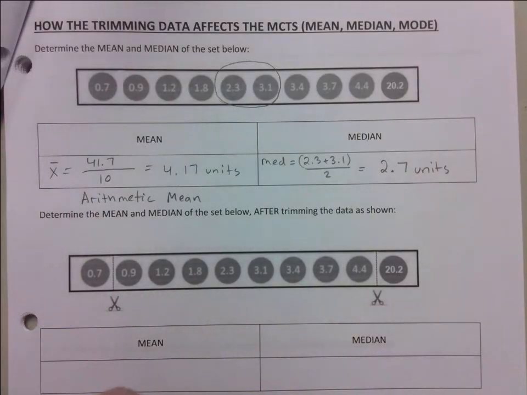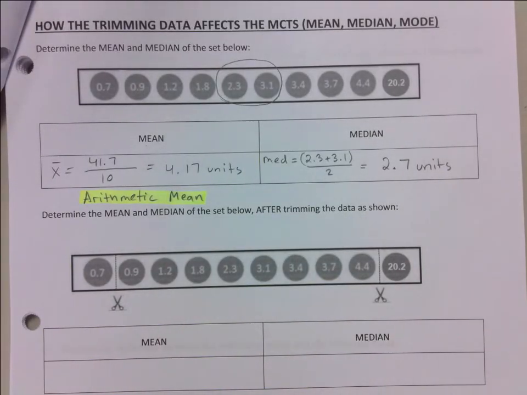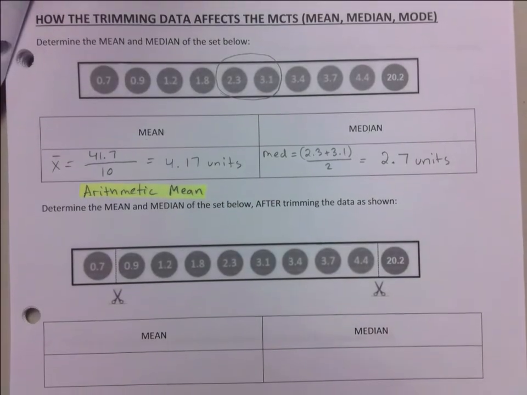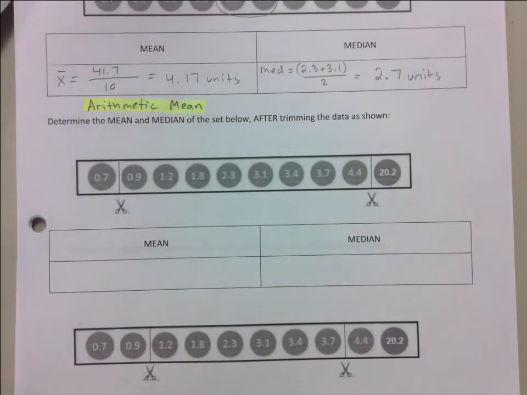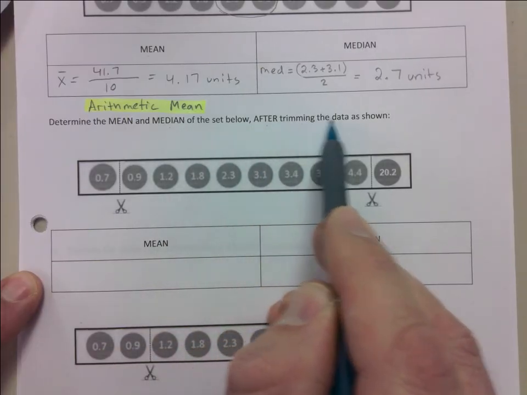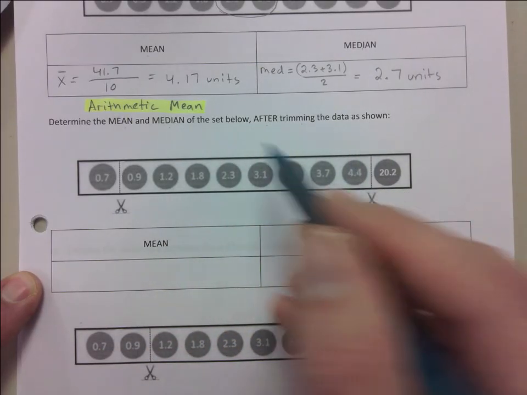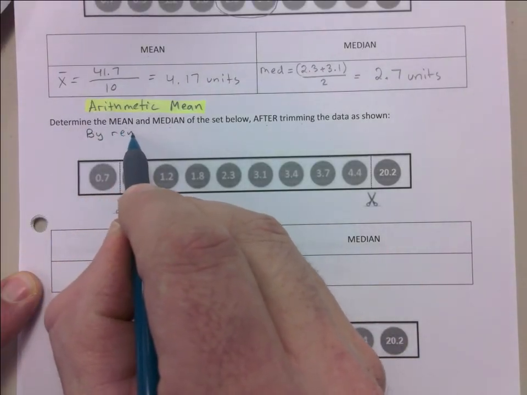Highlight that part, please, because we haven't removed anything. Then it's just a regular arithmetic mean. And I'm going to add something here. Determine the mean and the median after trimming the data below. Okay?